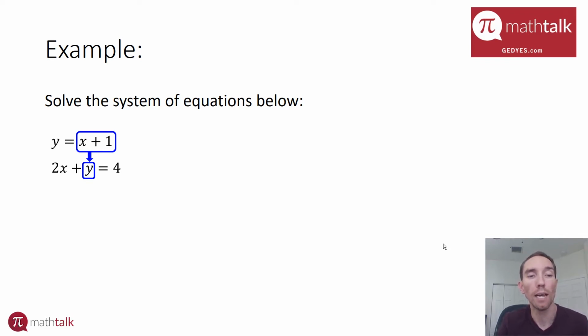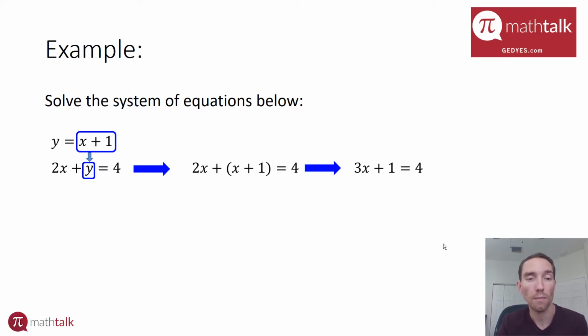So what I'm going to do is take this quantity of x plus 1 and substitute it in for y, because it equals y, so I can replace it. And when I do that, I now have a new equation of 2x plus the quantity x plus 1 equals 4. And that's great because now I have an equation with only one variable, x. So I can simplify that and solve for x. I have 2x plus 1x, which is 3x, plus 1 equals 4.